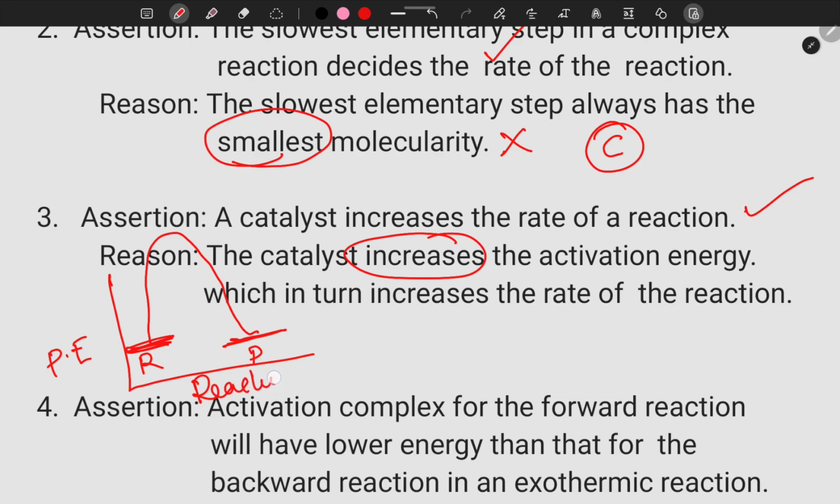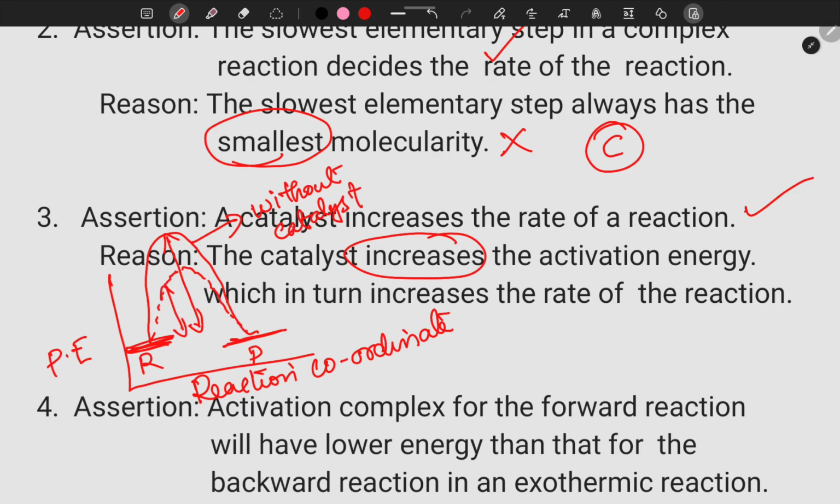When we plot potential energy against the reaction coordinate, showing the energy of reactants and products without catalyst, the activation energy is this much, but when we use a catalyst the activation energy decreases. So a catalyst always decreases the activation energy. So assertion correct and reason wrong. Our option is C.